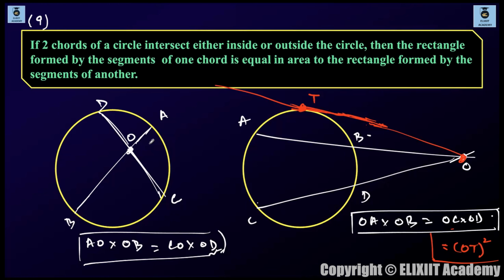There are two cases. In the first case, we have taken the chords which are lying inside the circle, and in the second case, the chords are intersecting outside the circle. If the chords are intersecting outside the circle, then from the point of intersection to any point on the circle you take a tangent. This is always equal to the length of the tangent whole square. Means OA times OB is equal to OC times OD, which is also equal to the length of the tangent whole square. Anywhere you take the tangent.